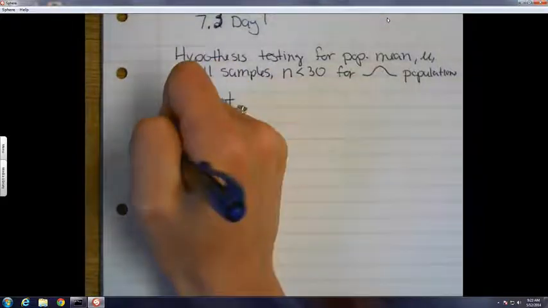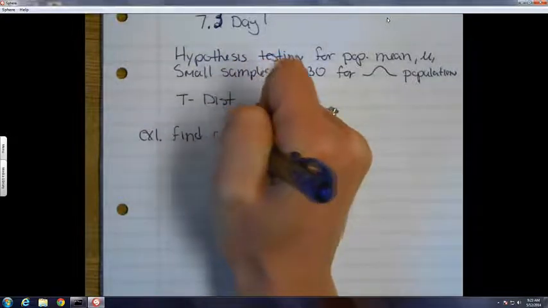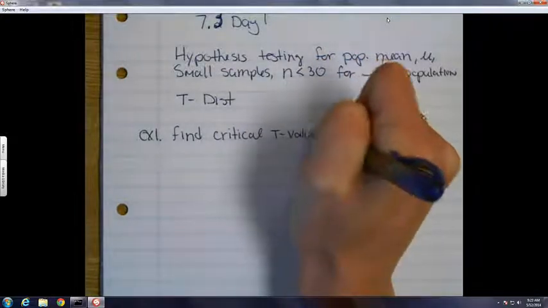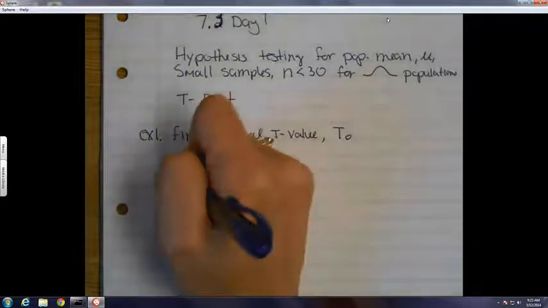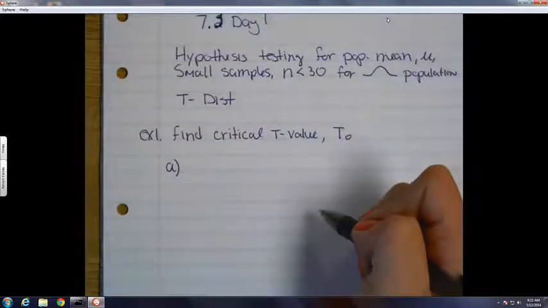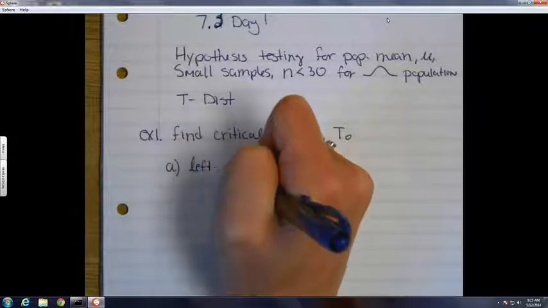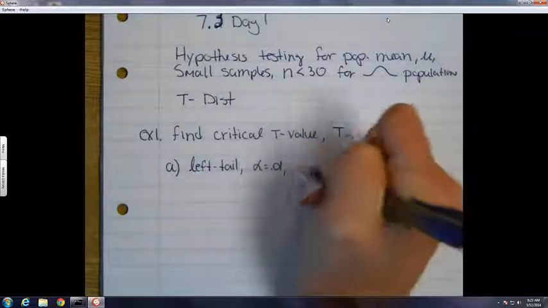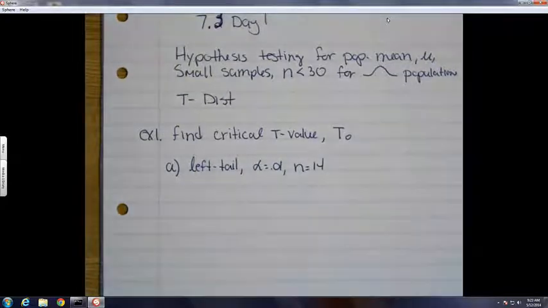So our first example is going to be to find critical t-values, which they refer to as t sub 0, just like z sub 0. For our first one, we are going to go with a left tail test, an alpha of 0.01, a sample size of 14. With those three pieces of information, you should be able to find your critical t-value.